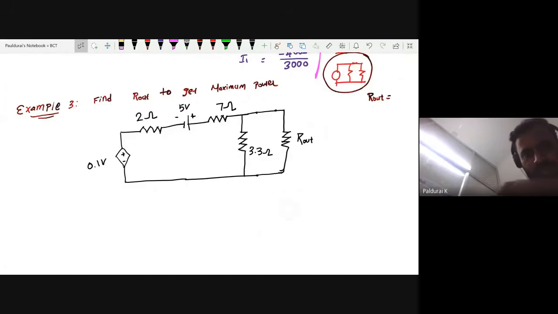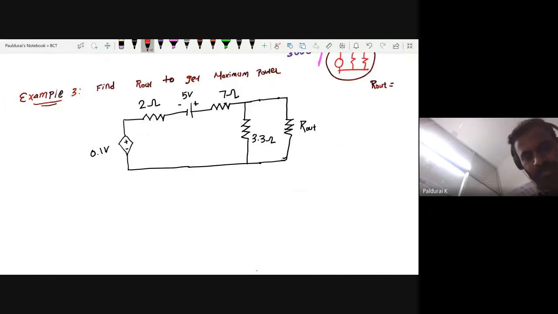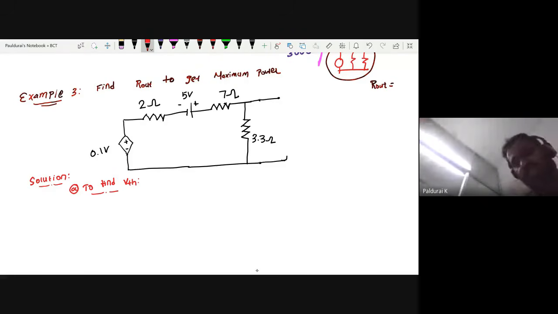So the first step is to calculate VTH, right? Let me put the solution. Substitution A to find VTH. You want to know the procedure for how to calculate VTH? Just open the load. I am opening the load, and what is this 0.1 V2, right?